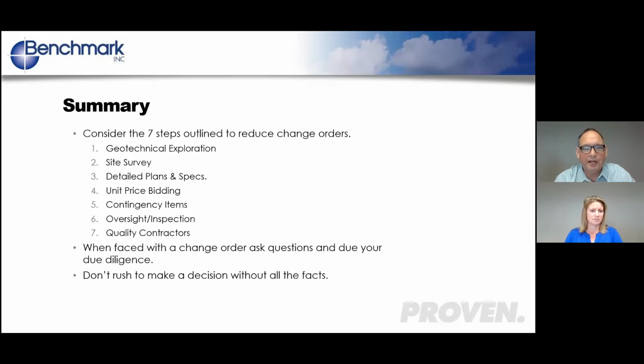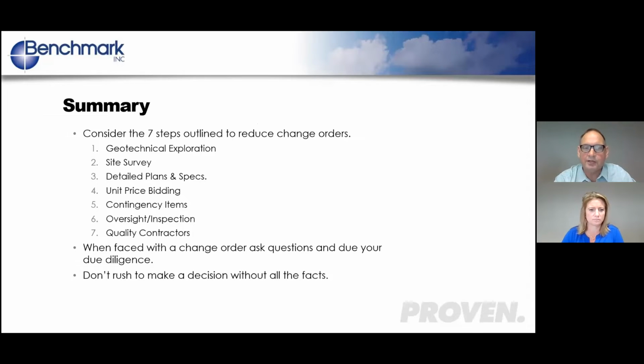So in summary, consider the 7 steps outlined by Elise to reduce your change orders: geotechnical exploration, the site survey. Definitely have detailed plans and specs so the contractors can't miss anything. Use unit price bidding and contingency items for potential item overruns that are needed. Have oversight and inspection. It doesn't matter how good a set of plans and specs you have. If the contractor doesn't follow them, you're not going to get the life out of your pavement.